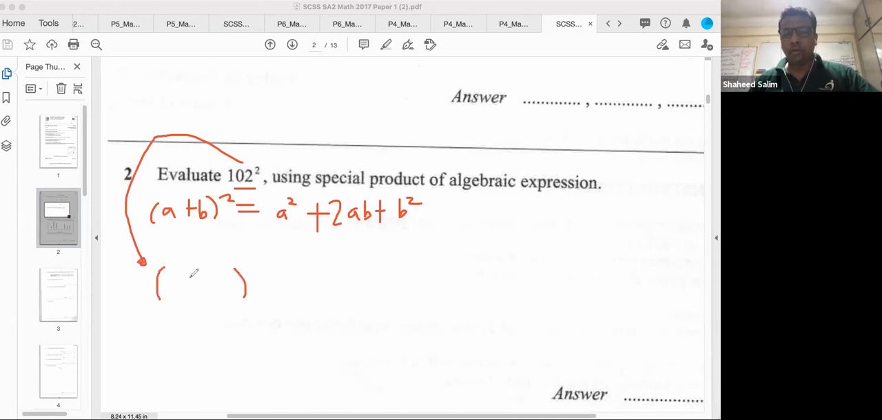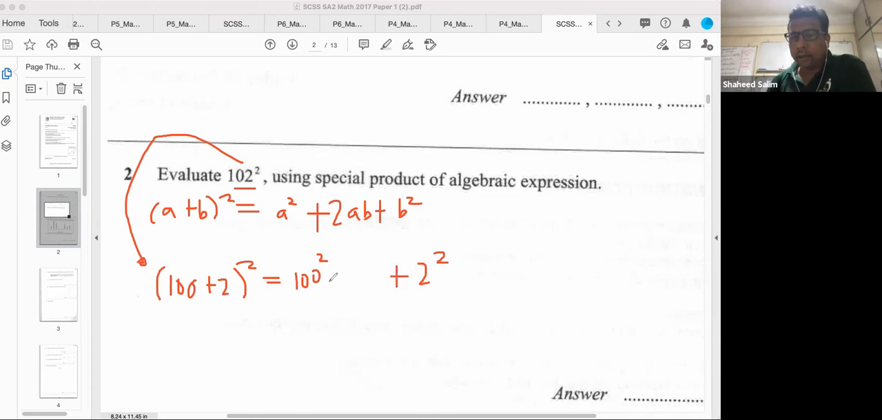102 is equal to 100 plus 2, squared. So down here will be what? 100 squared. See, A will be squared now. The last one, 2 also will be squared. Then you get 2AB. 2 times 100, A is here, B is here. So 2 times 100 times 2, you get 400.